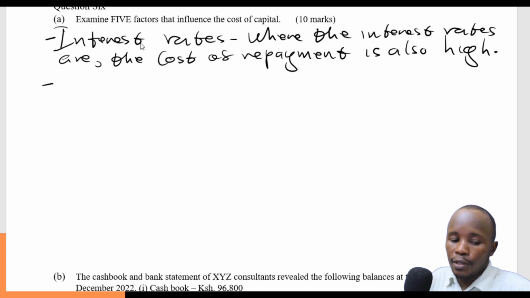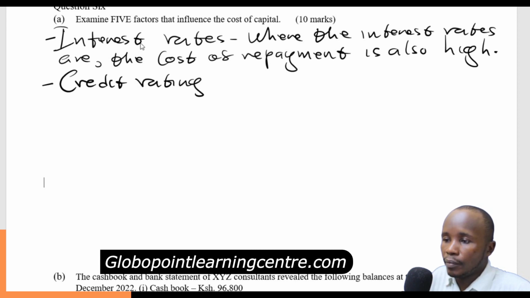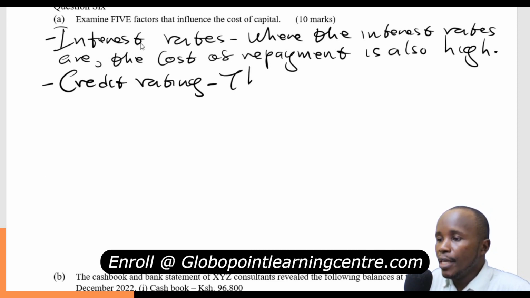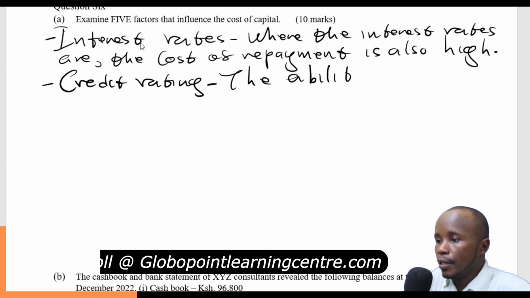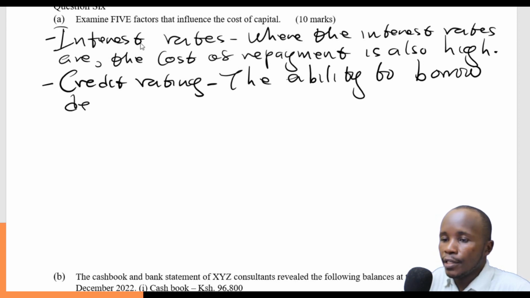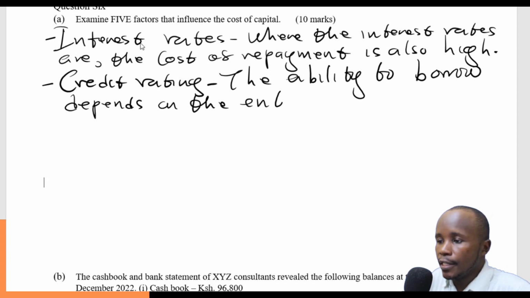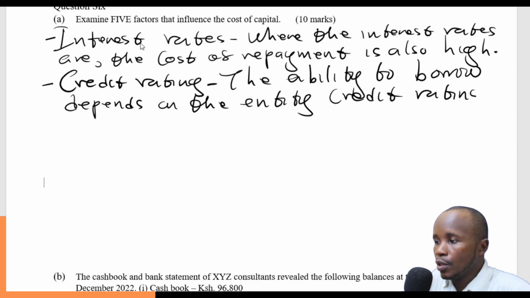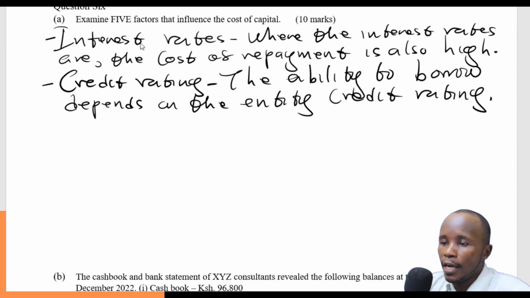The next is what we call credit rating. So the ability to borrow depends on the entity's credit rating. That means an entity will be limited on the amount of funds they can acquire based on their credit rating.